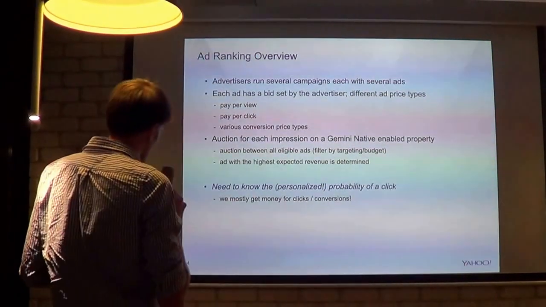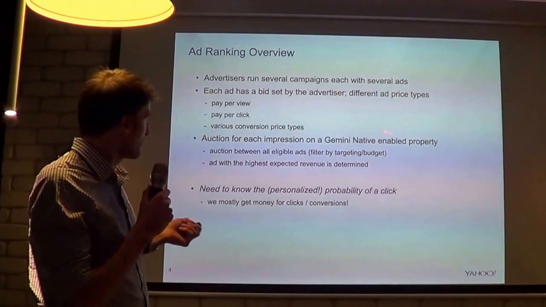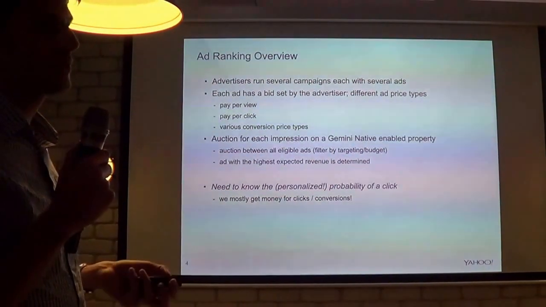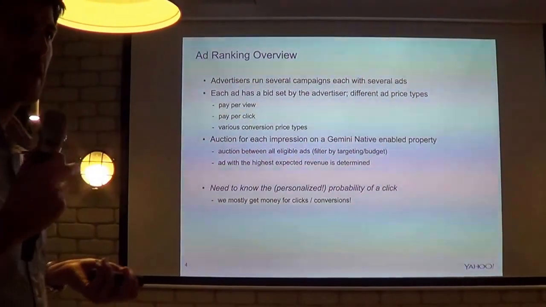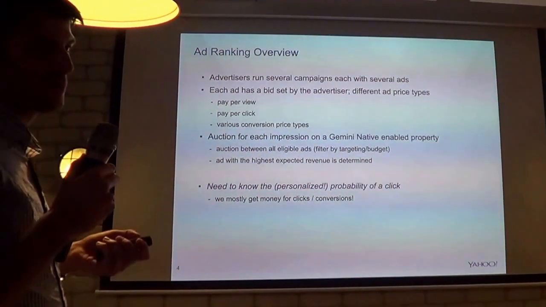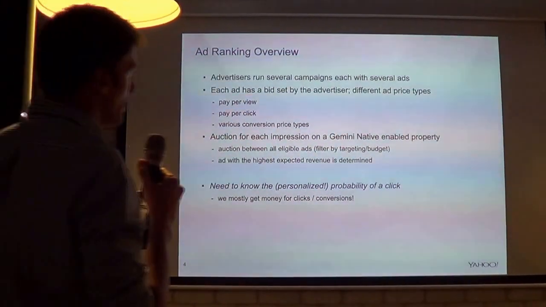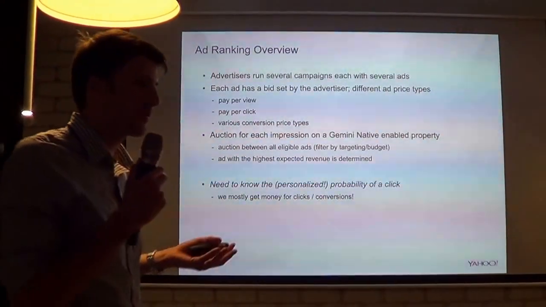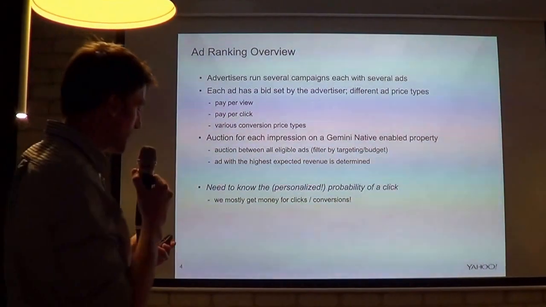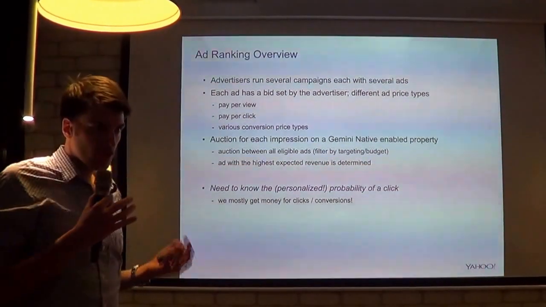Now, for every impression on a Yahoo property that has Gemini native enabled, essentially we run an auction with all the possible eligible ads. So there's some filtering going on here. You have targeting, you have budget. Ads might run out of budget, so they're not eligible anymore. A user might not be in the target group, so maybe an ad only wants to advertise to males. But once that's out of the picture, essentially you have a set of eligible ads.